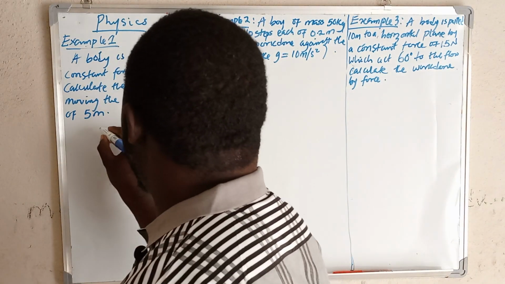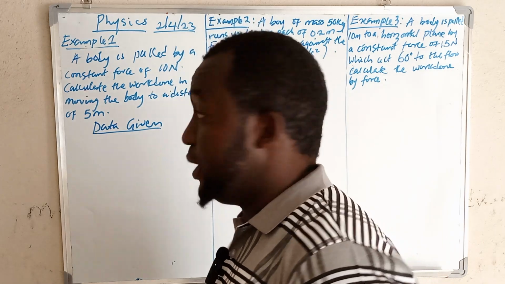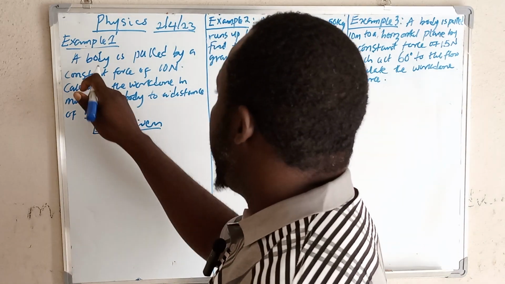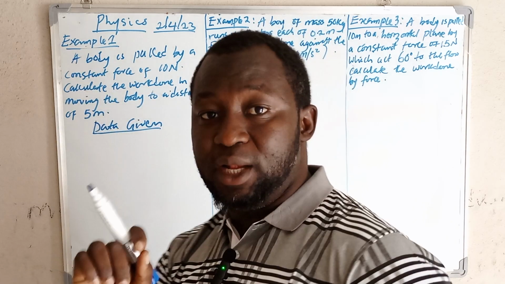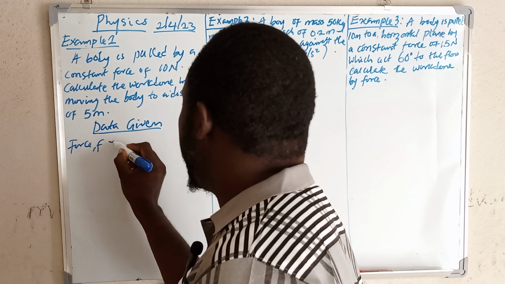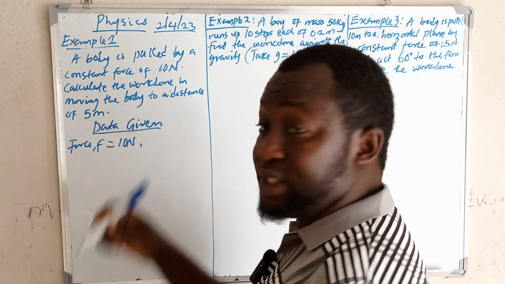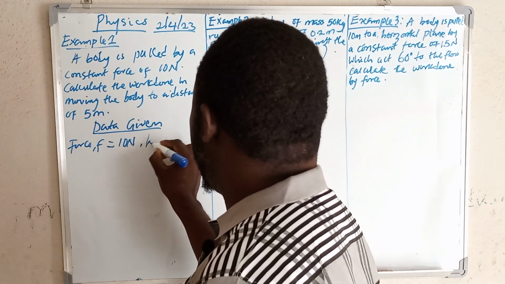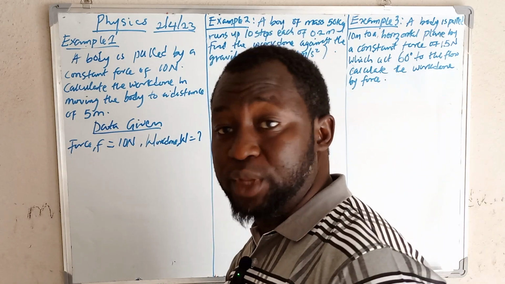Step number one, we write our data given. After writing our data given, we read the question and pick out the known and unknown given values. It says a body is pulled by a constant force of 10 Newton. The whole of this statement, the only thing we want here is the force. Then we write we have a force F, which is 10 Newton. Calculate the work done. Since we were asked to calculate, I told you they may say calculate, find. Then we say work done as W. Work done, W is unknown. That is what we are looking for.